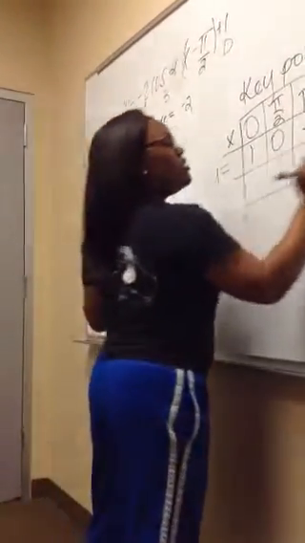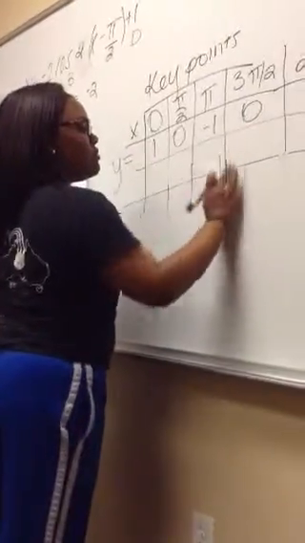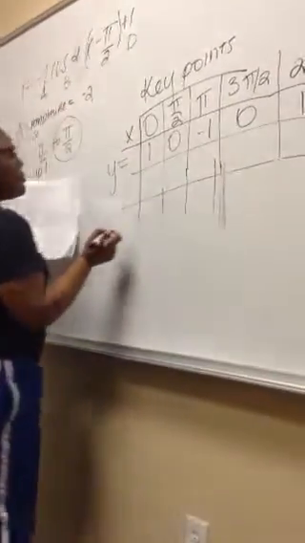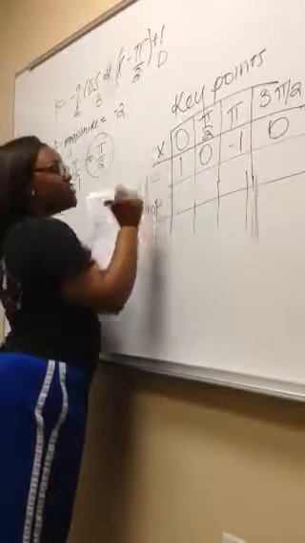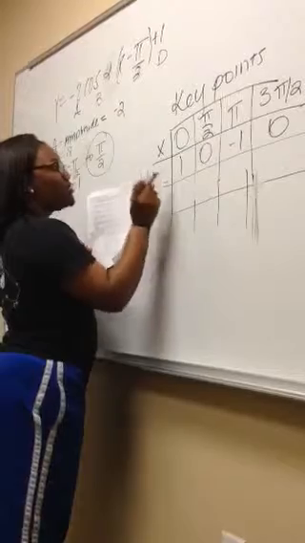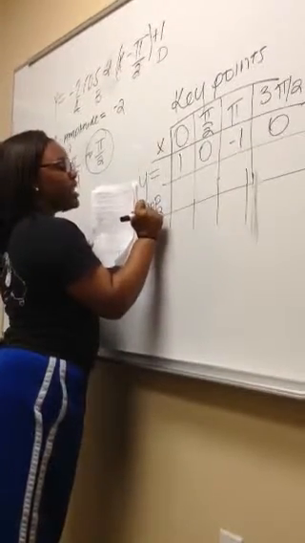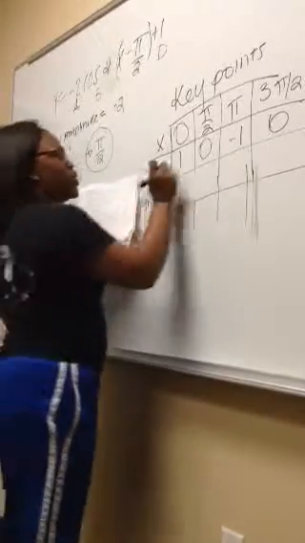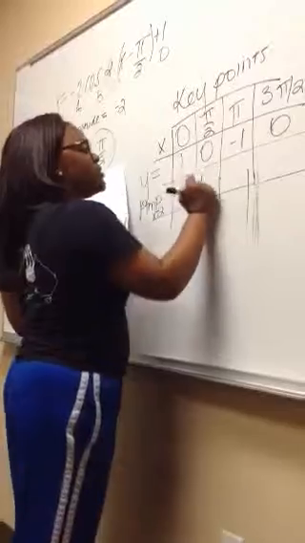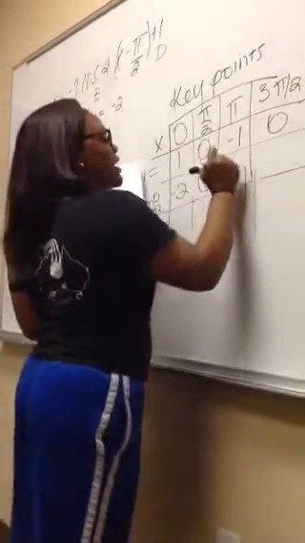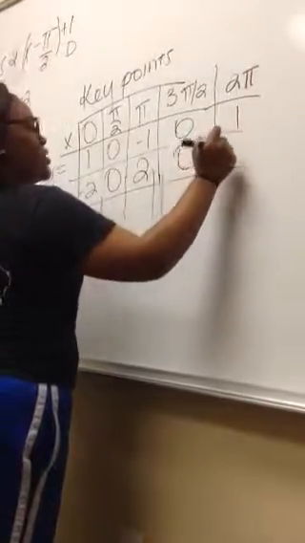So now we're going to calculate the amplitude. For your amplitude, you multiply your y's by your amplitude. So this would be times negative 2. So 1 times negative 2 is negative 2. 0 times negative 2 is 0. Negative 1 times negative 2 is 2. 0 times negative 2 is 0. And 1 times negative 2 is negative 2.